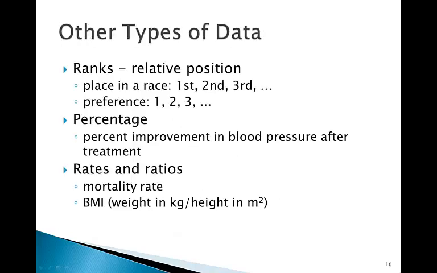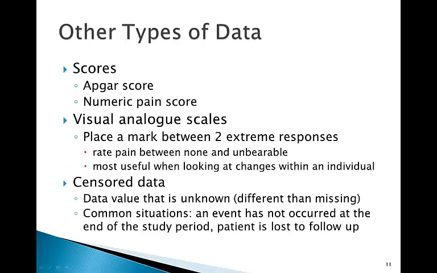There are other types of data, and I have a few examples here. This class will mostly consider numerical data, just continuous data, and categorical data as well. Some types of data that you see often are scores or visual analog scales. Visual analog scales and scores are sometimes used to rate the same things, but they're really just rating scales. So for example, a numeric pain score, when you are in the hospital and they ask you to rate your pain from 0, meaning no pain, to 10, meaning the worst pain you've ever experienced. That's a numeric pain score, and it's very subjective, and it's really based on the individual.